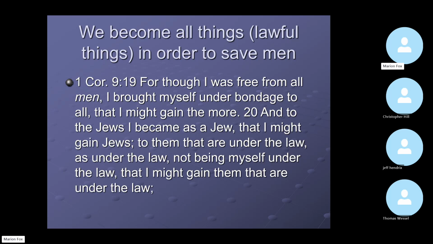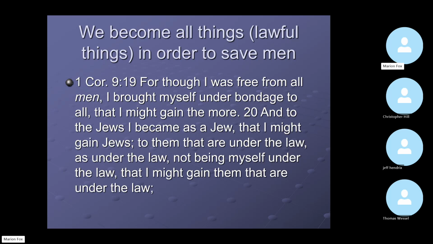But he says, "as to them that are under the law, as under the law, not being myself under the law." I wasn't under the law. I knew I wasn't obligated to do this, but I did it so that I might gain them that are under the law. It had a purpose.